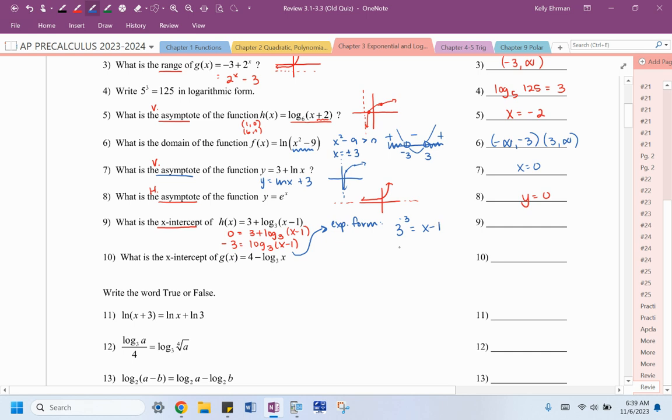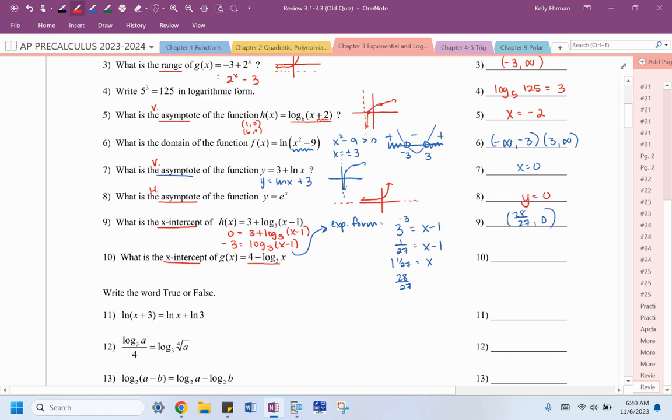So 3 to the negative third is 1/27th. And then you add 1 to that. So 1 and 1/27th. Or it's weird to have mixed numbers, so I'd say 28 over 27. So this is 28 over 27 for your x value. That's our x-intercept.